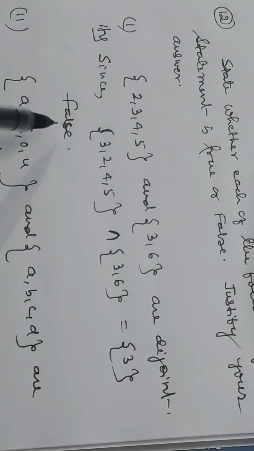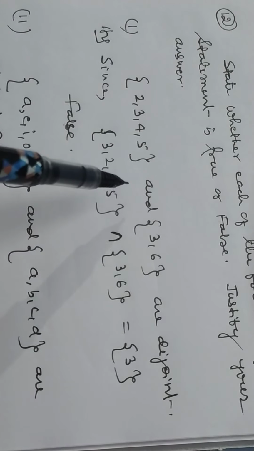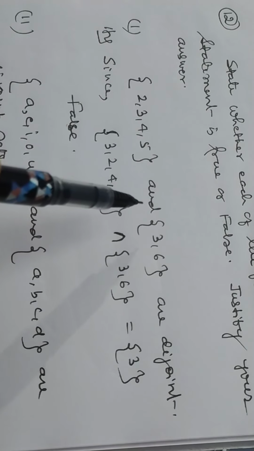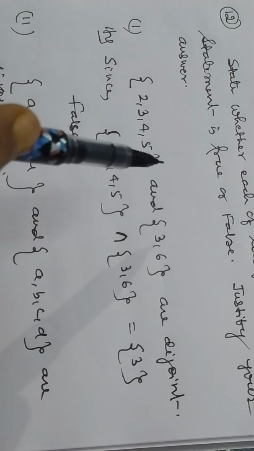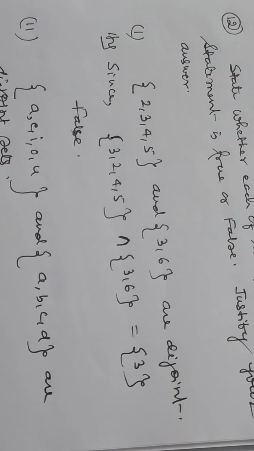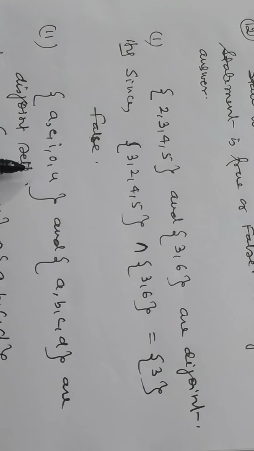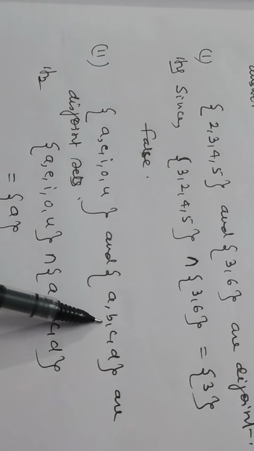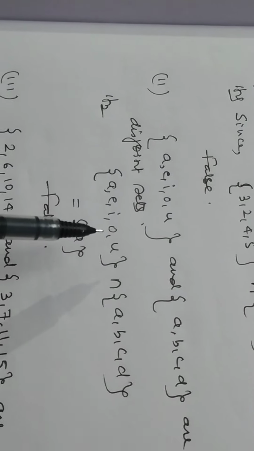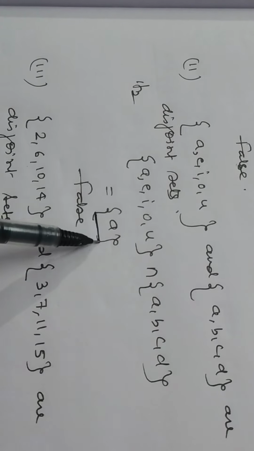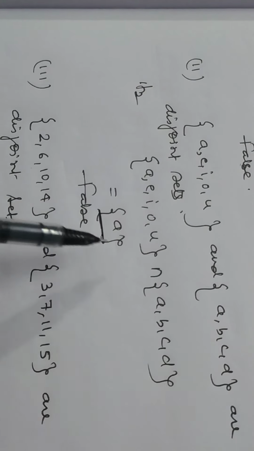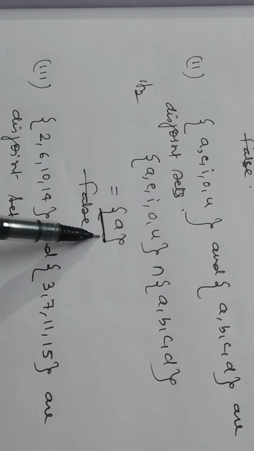It is false. When will two sets be disjoint? When the intersection of both will be empty. But here the intersection is the singleton set {3}. So it is false. {A, E, I, O, U} and {A, B, C, D} are disjoint sets. Here the intersection of these sets is the singleton set {A}.